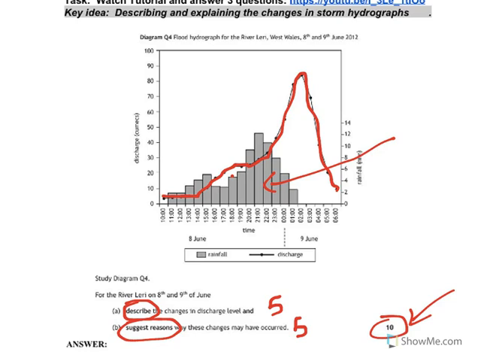Now clearly you are going to be referring to the rainfall because that's one of the key reasons for the changes that we see. And we're also going to explore other characteristics of the drainage basin, that means the surrounding landscape around the River Leri, that might also explain these changes. Okay, so let's get going with an answer to this question.